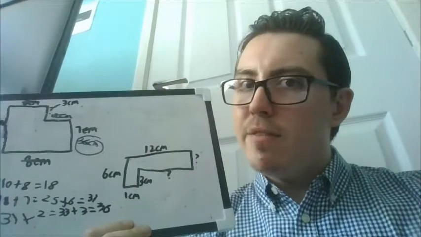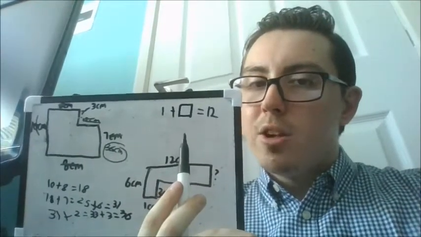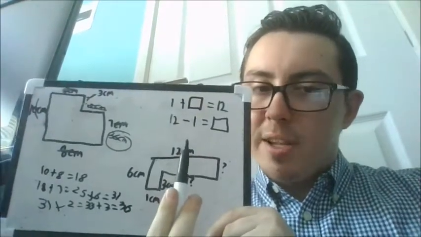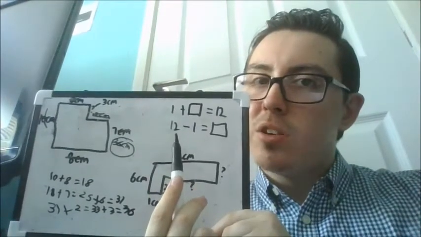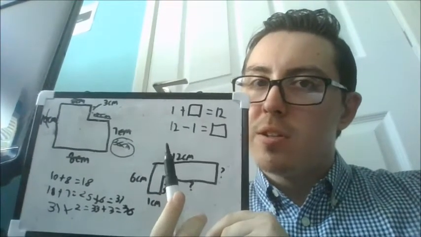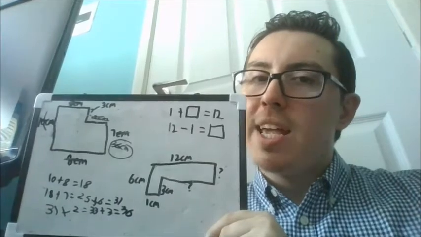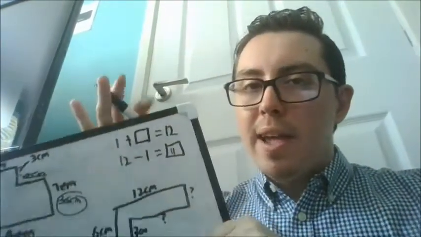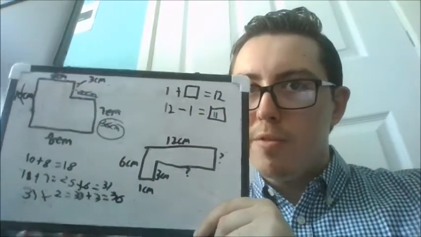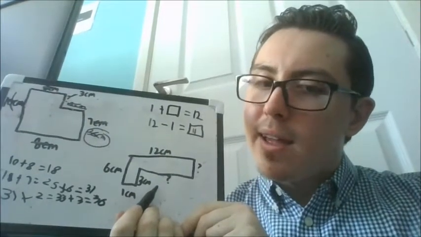We could use the inverse here. Instead of doing that, we could do this. We've done the opposite, so we've changed it from an addition question to a subtraction question. So 12 take away 1 is 11. So 1 add 11 is 12. Our missing number here is 11.